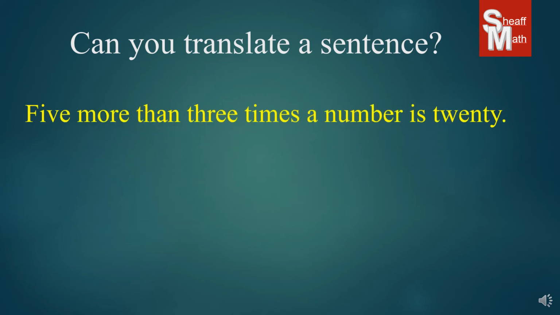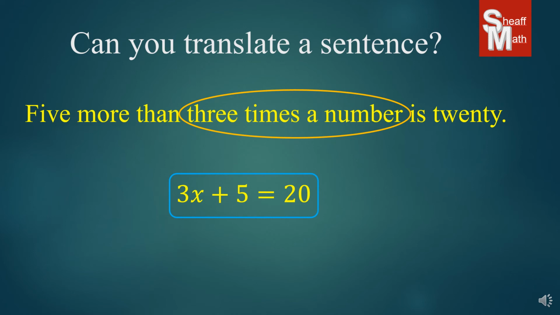Okay, here we go. 5 more than 3 times a number is 20. All right, it's getting complicated here. So we have "is 20," that's the easy part, equals 20. "5 more than" means that we're going to be adding 5 to whatever's next. And what's next? 3 times a number. Now, a number is a variable, so 3 times a number is going to be 3x, or 3n, or whatever letter you decide to put in here. I decided to put x, so 3x plus 5, so that's 5 more than that 3x, is 20.